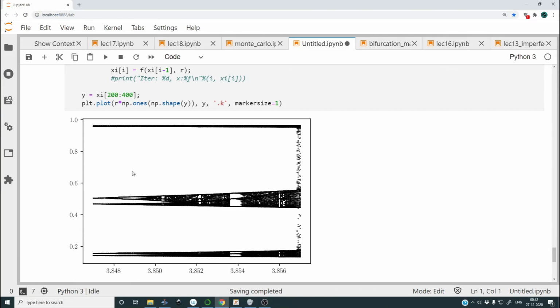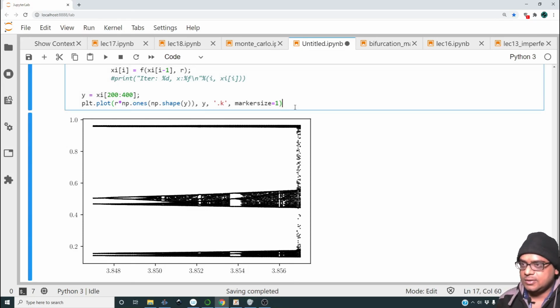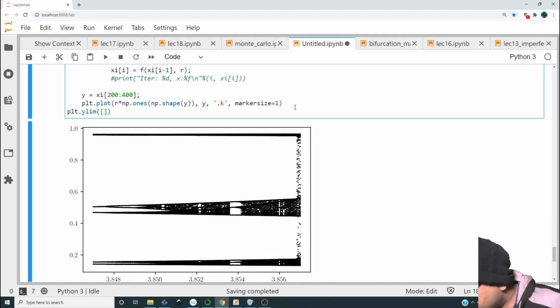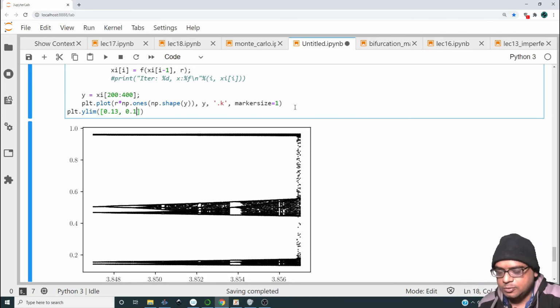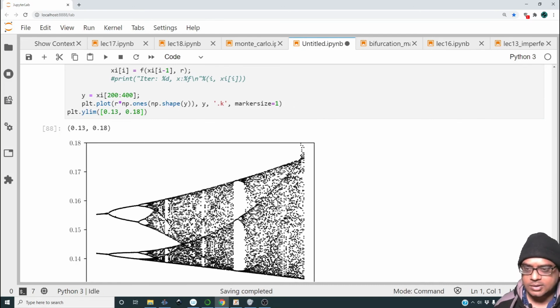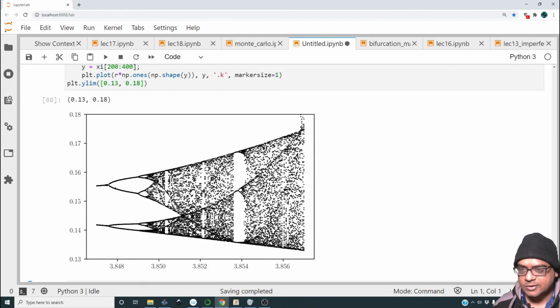We did something like this for the Poincare map as well. And let me show only this lower branch. So let me just change the plt.ylim, going from 0.13 to 0.18. So we run it again. It runs rather fast on my PC, but okay, so this is the diagram that we have.